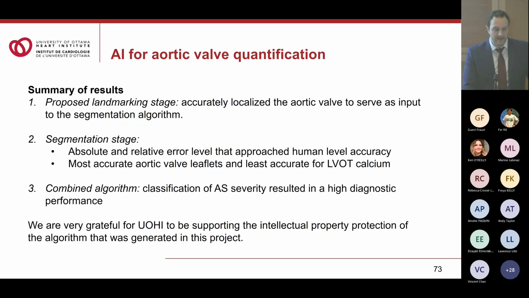So to summarize the research that we've done, we proposed landmarking algorithms that accurately localize the aortic valve, and that served as the input to the second stage of the algorithm. For the segmentation stage, we achieved an absolute and relative error that approached human-level accuracy. It was most accurate at the level of the leaflets, and least accurate in the LVOT calcium, interestingly. In terms of the combined algorithm, it performed very well to differentiate patients in terms of severe AS severity.